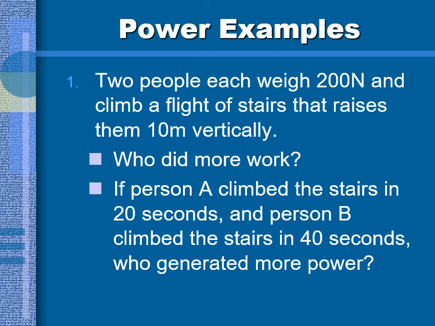But if person A climbs the stairs in 20 seconds and person B climbs the stairs in 40 seconds, who generated more power? Well, that would be the one that did it faster, right? So that would be person A. So they did the same amount of work, but person A generated more power.